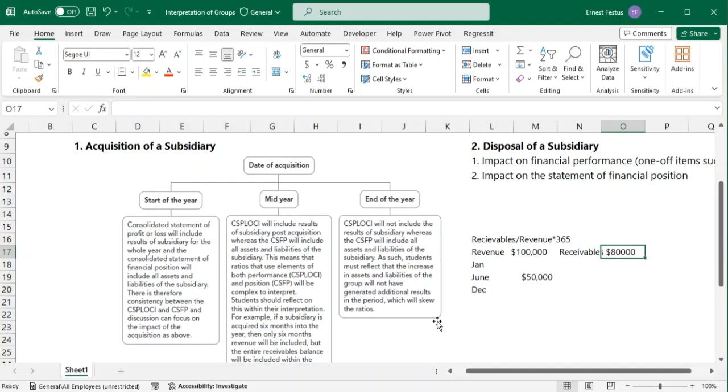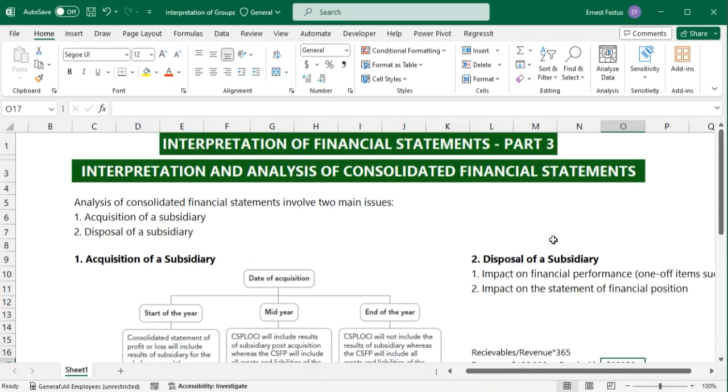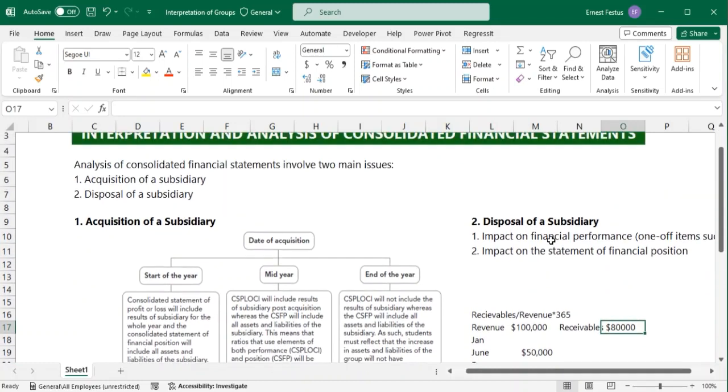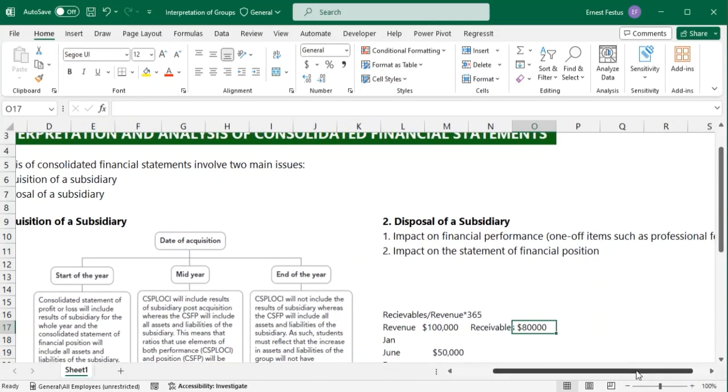So we have an acquisition issue at the start of the period, mid-year acquisitions, as well as end-of-year acquisitions. Now, let's look at the second issue when it comes to the analysis of consolidated financial statements, and that is the disposal. When it comes to the disposal, there are two main issues that we consider.